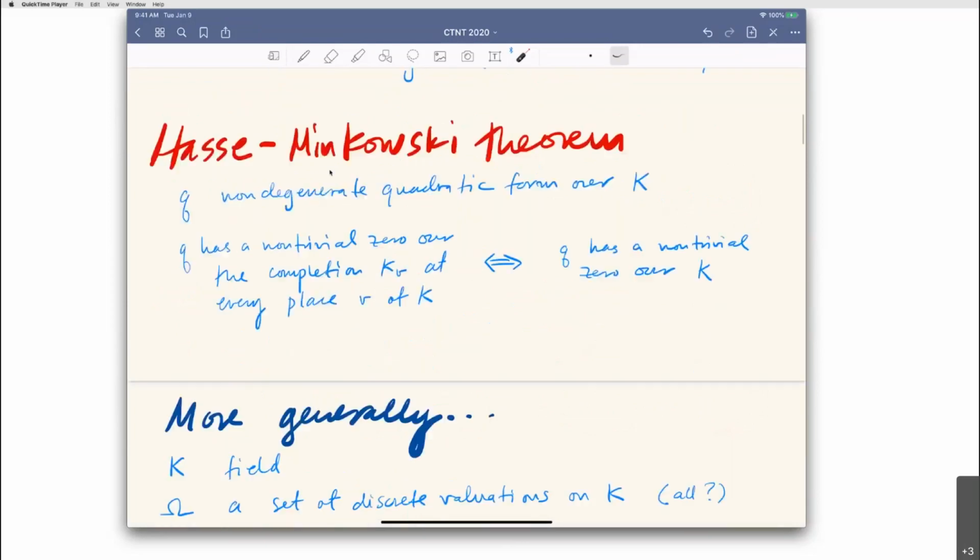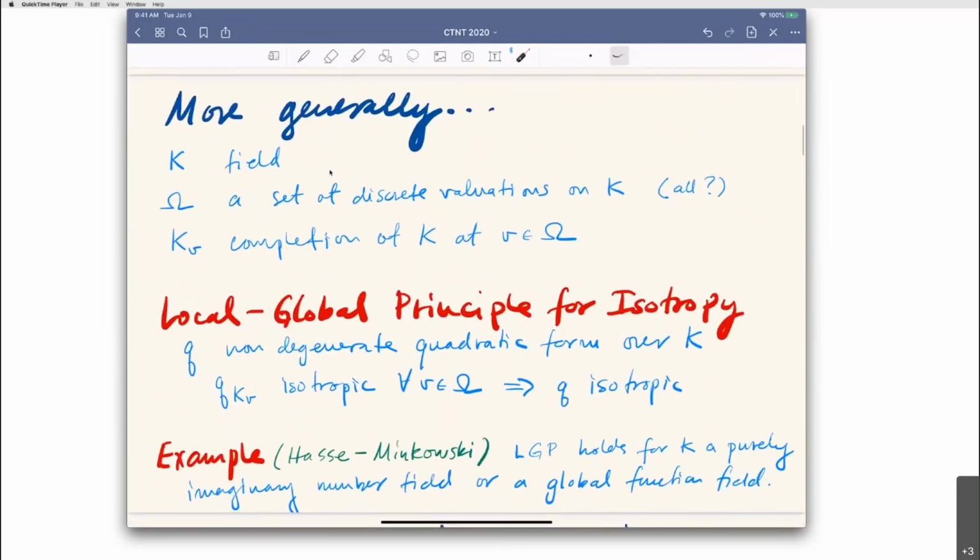And even more generally, you could have as an idea for a possible theorem: you have a field K, a set of discrete valuations, and for each discrete valuation the completion, and you might ask about the local-global principle for isotropy for quadratic forms. Namely, if you have a non-degenerate quadratic form over K, you might ask whether being isotropic, which is fancy quadratic form theory speak for having a non-trivial zero, over every completion implies that it's actually isotropic over our base field.